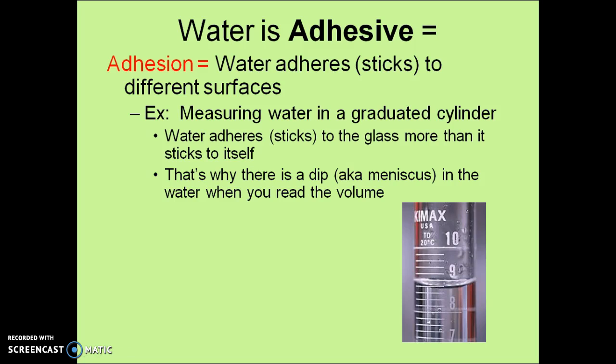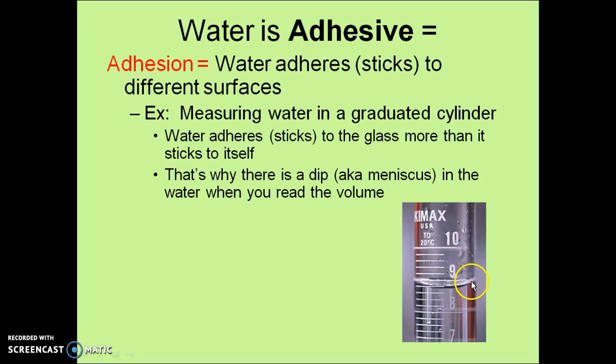Another property of water is that it is adhesive. What that means is it's able to stick to other polar molecules or other charged molecules. For example, if you were to put water into a graduated cylinder, the graduated cylinder could be glass, it could be plastic, but the water molecules are attracted to the glass or the plastic on the sides of the tube.